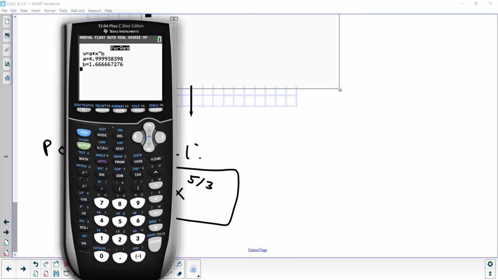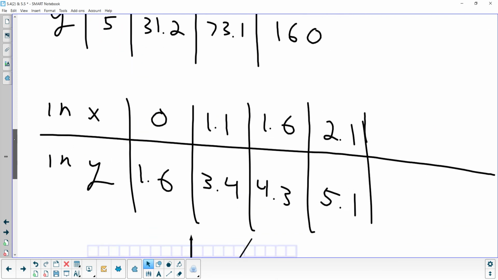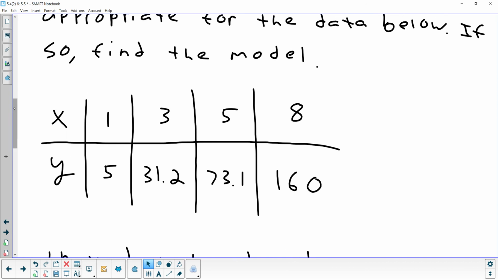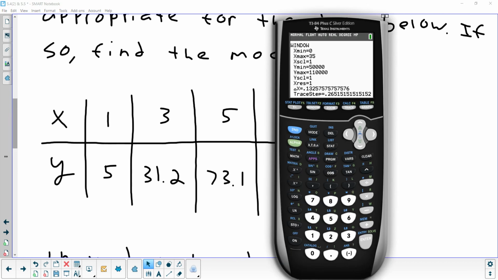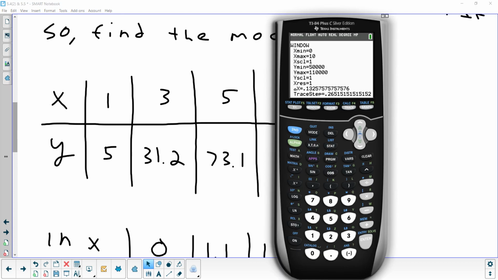Now, this part you guys can just watch. You don't have to actually do this part, just kind of watch what I'm doing. What I want to do is look at these points on the screen. So my x's go from 1 to 8. Let's do 0 to 10 on my x values. And my y's go from 5 to 160. Let's go 0 to 200 on the y's. So 0 to 200.